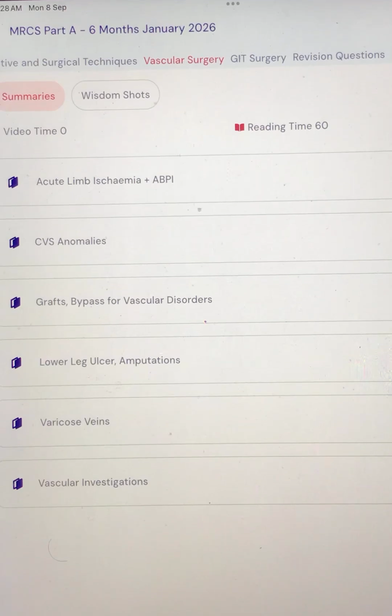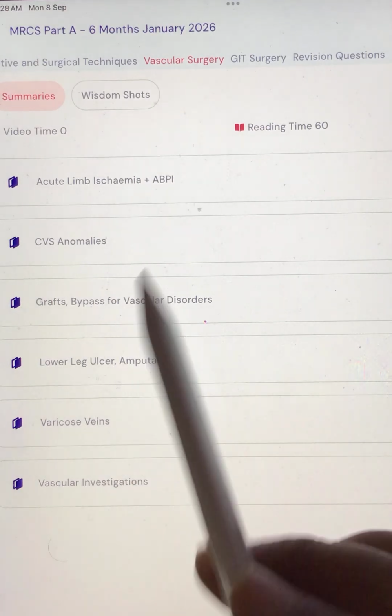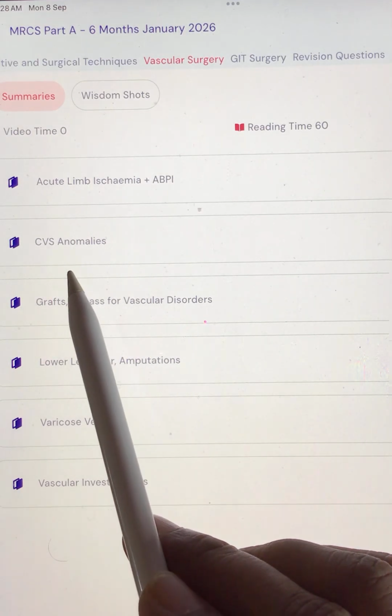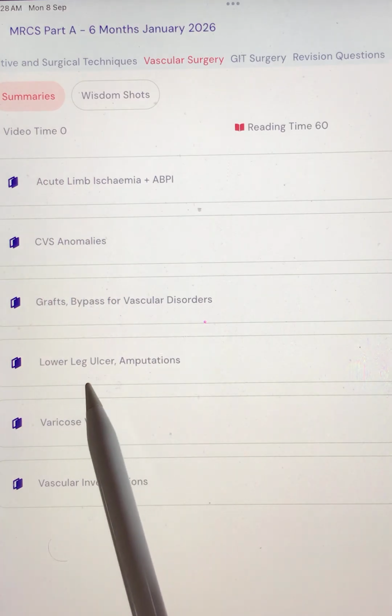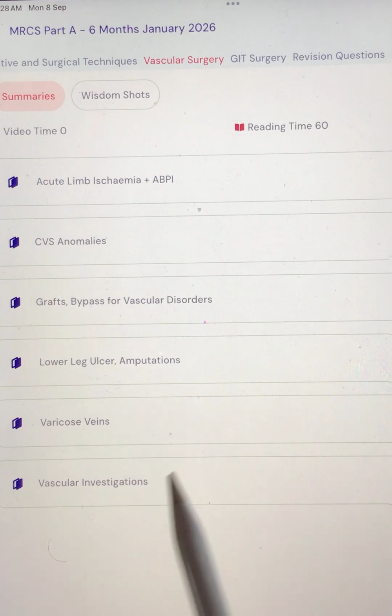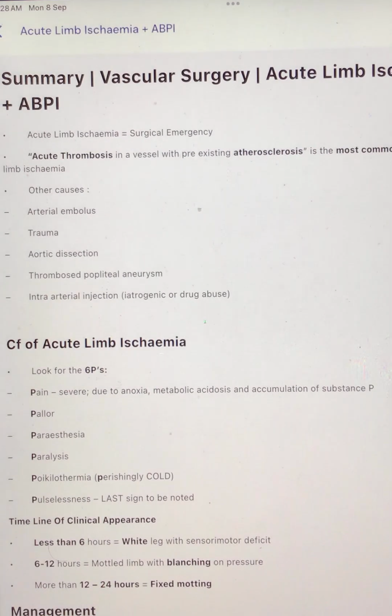So this is about vascular surgery. The topics are acute limb ischemia, CVS anomalies, graft bypass vascular disorders, lower leg ulcers, amputation, varicose veins, and time is 60 minutes. Let us cover acute limb ischemia.